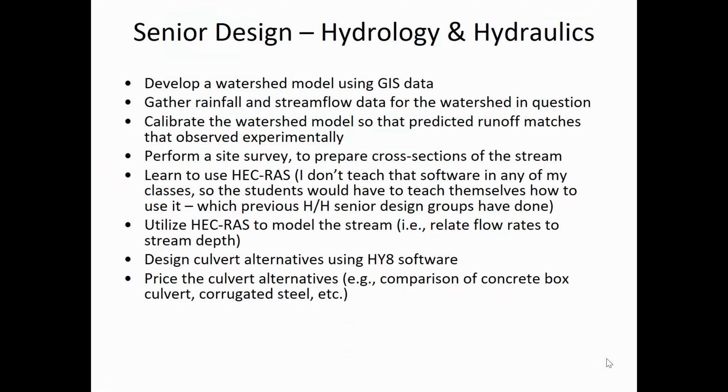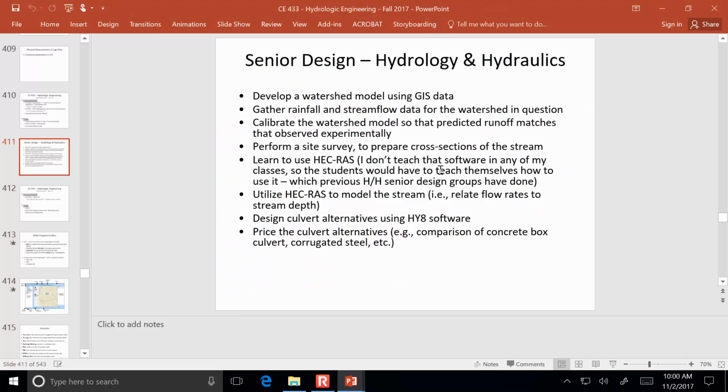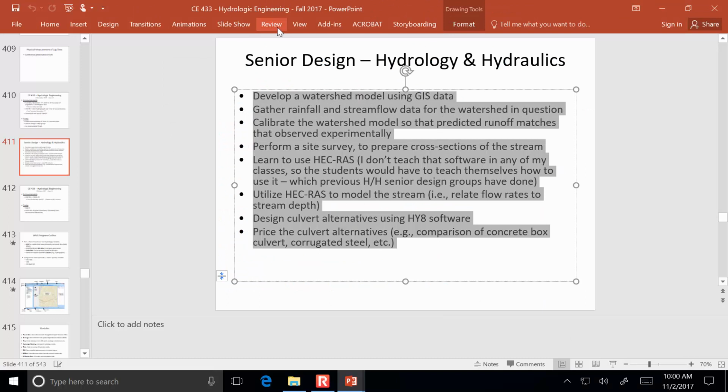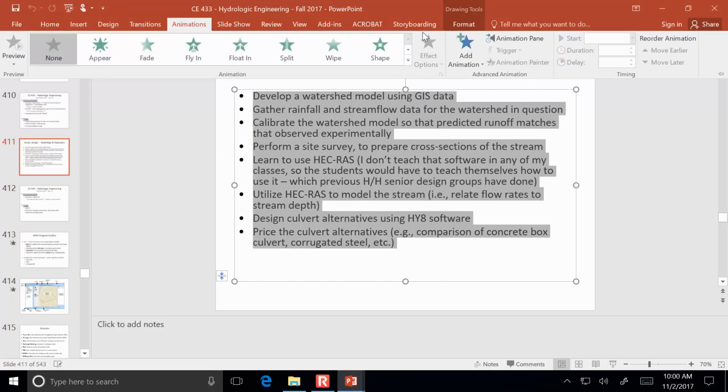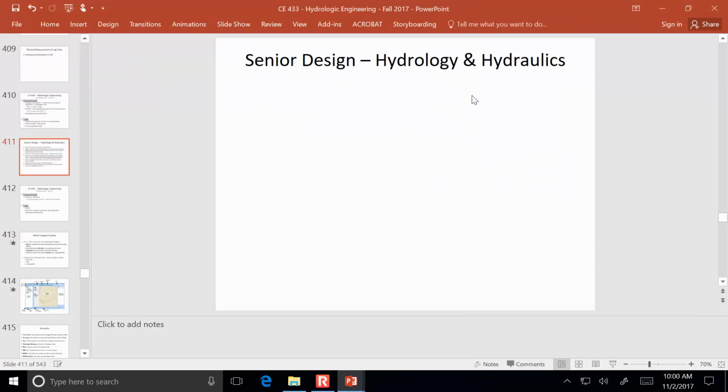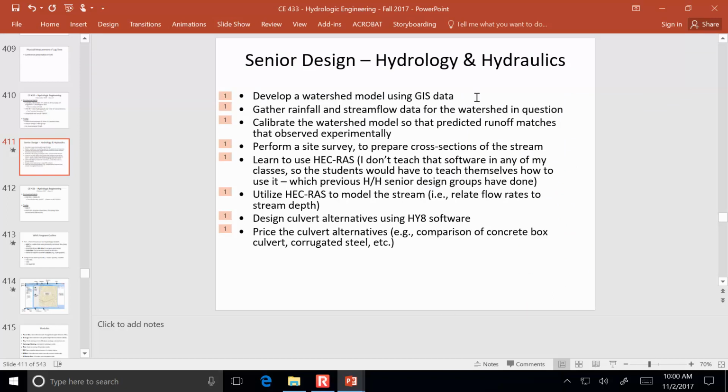All right, I should have animated this. This is a lot all at once. Let's see, can I do that? Seems like it's going to be such a huge project, right? Oh, that's just going to be all at once. Anyways.